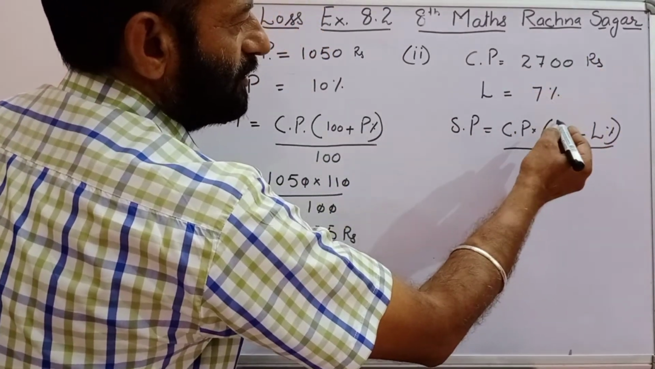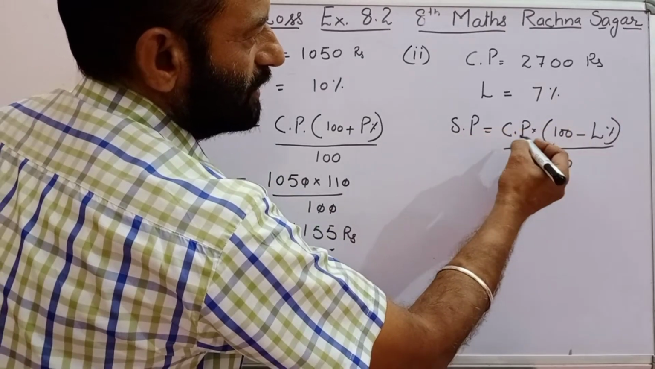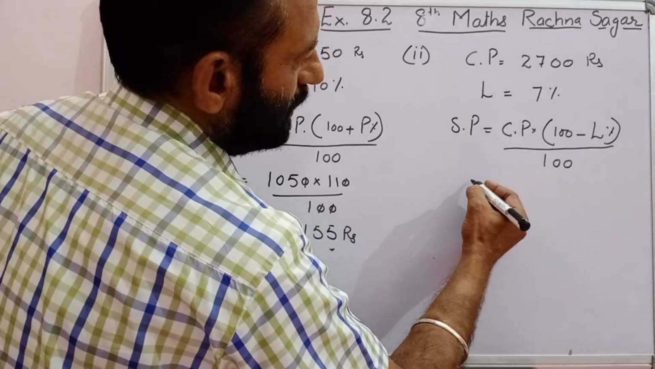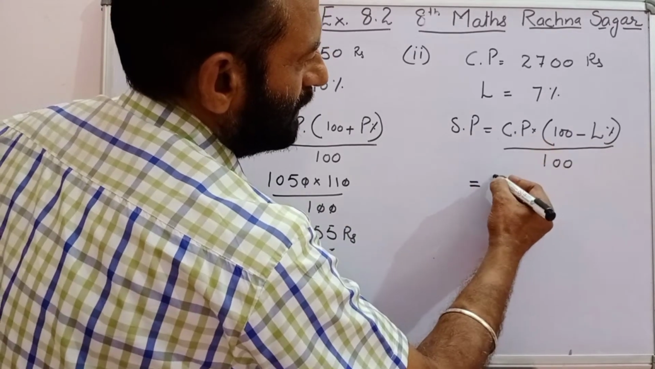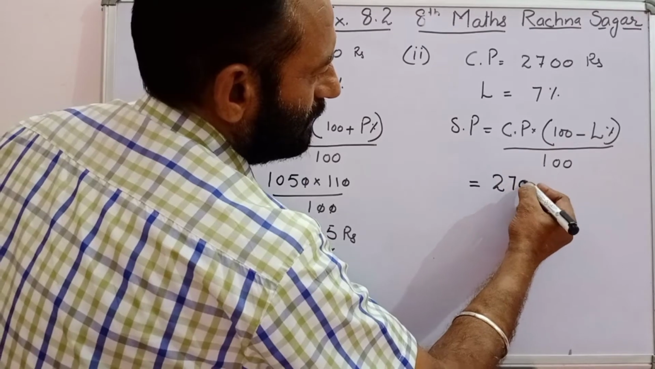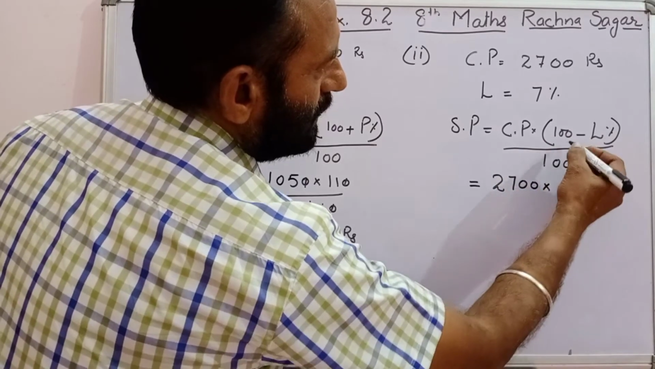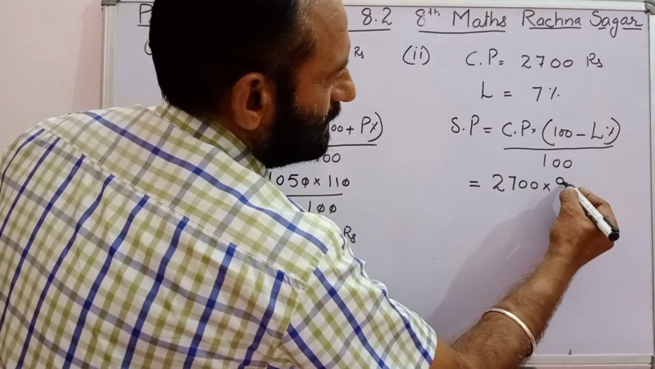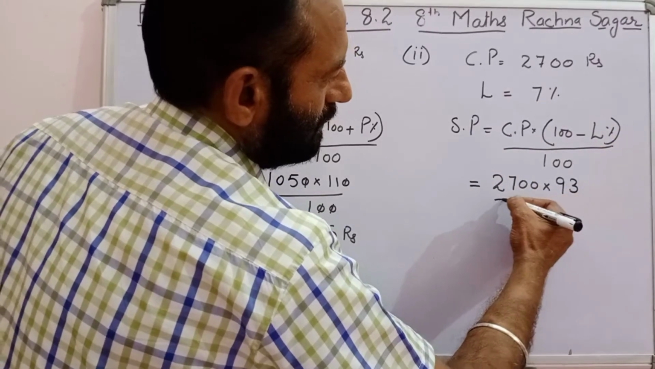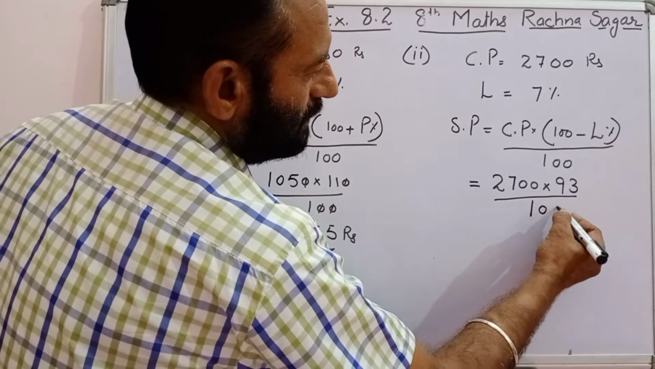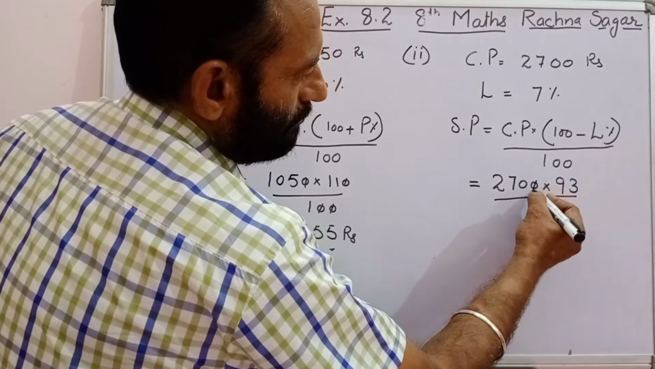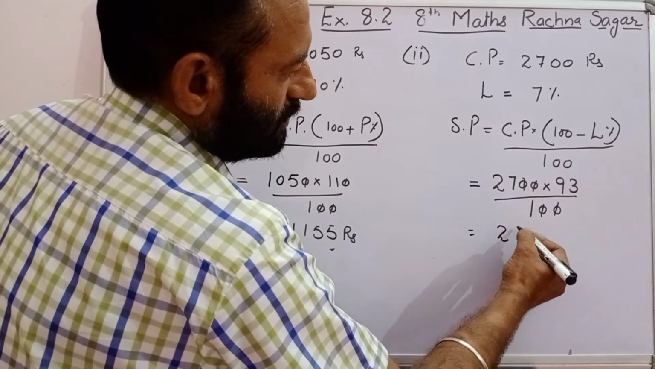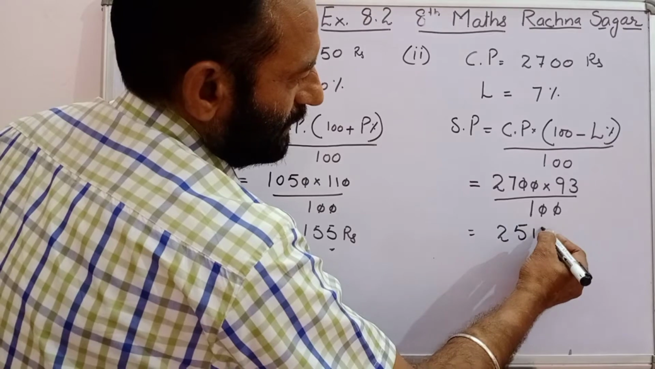Now in case of loss, we know that selling price is equal to CP into 100 minus loss percent over 100. So SP is equal to CP 2700 into 100 minus loss percent, 100 minus 7, that is 93 over 100, and it comes out to be rupees 2511.